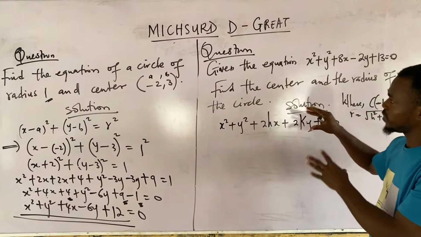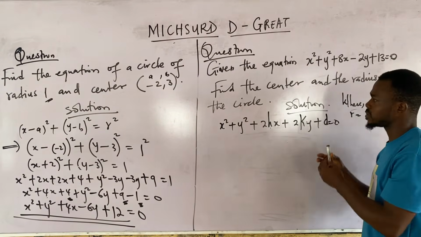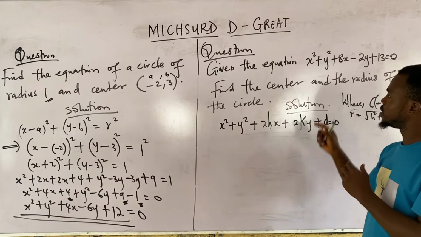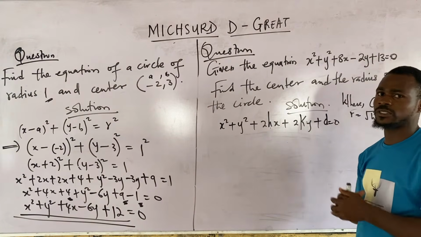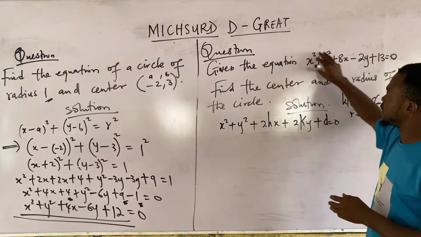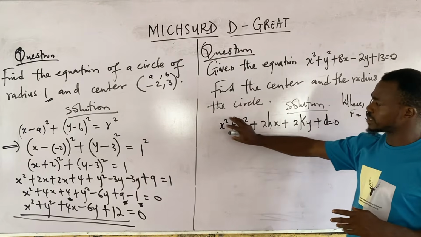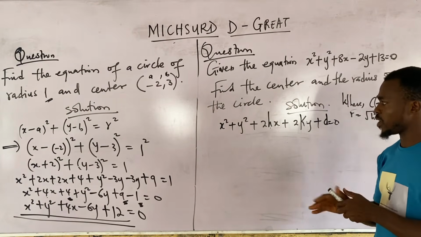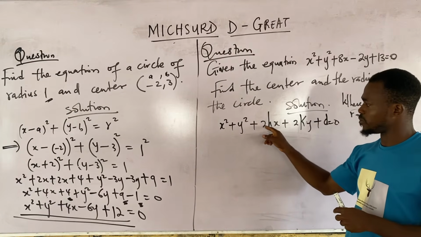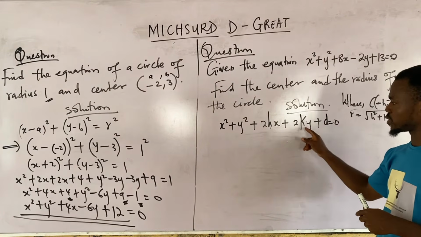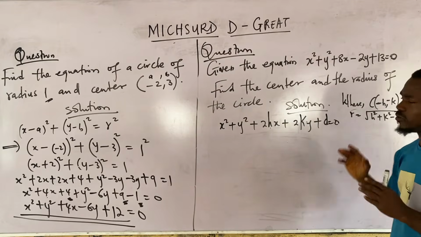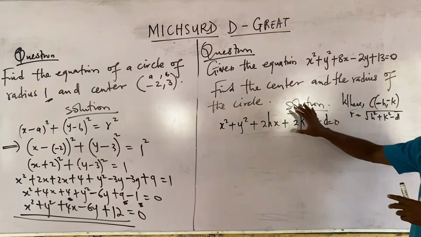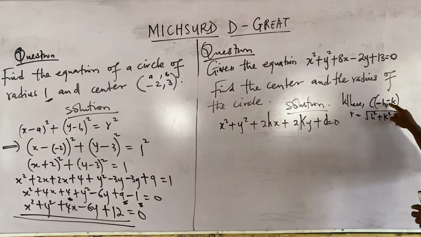But here we are given the equation of the circle, and we want to derive the center and also the radius from this equation. This is the equation given, but this is a general form of looking at the equation of a circle, where we have x squared plus y squared plus 2hx plus 2ky plus d equal to 0. Now, the center of the circle is given as (-h, -k).